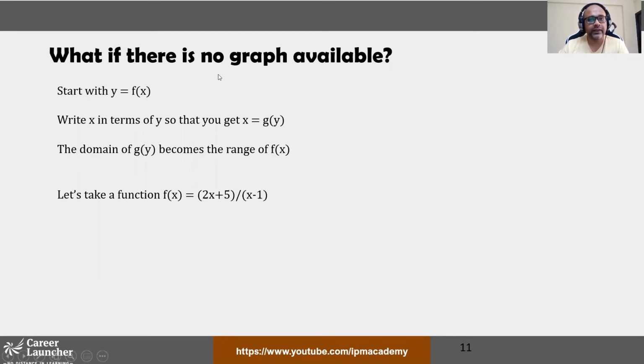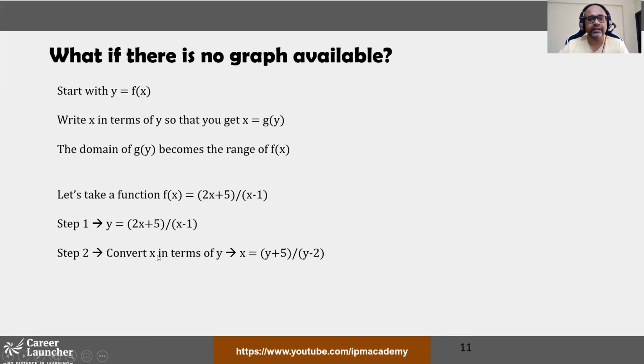If you start with this f of x, this is given to you. That's what you'll take from the question. So your first step will be to write y equal to what is given. The second step will be to convert x in terms of y. Now this is the biggest problem. If it is a linear expression given to you where x power is 1, you can easily do this. If x is cube and 4th power with other terms included, it is not that easy.